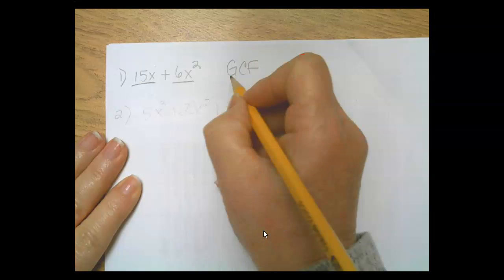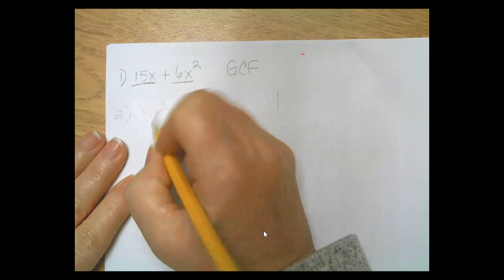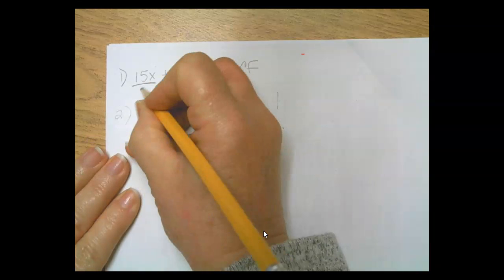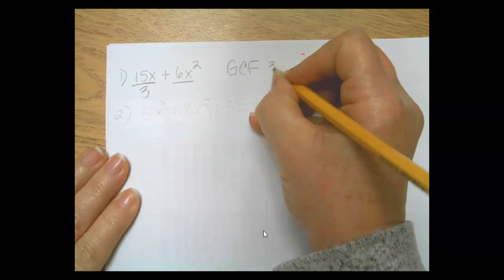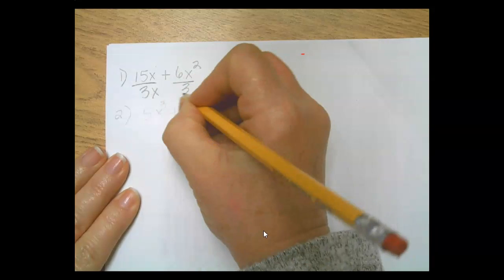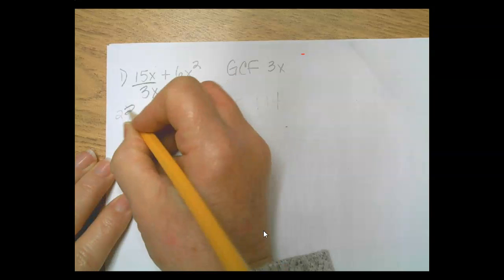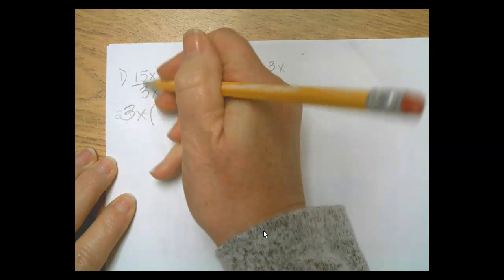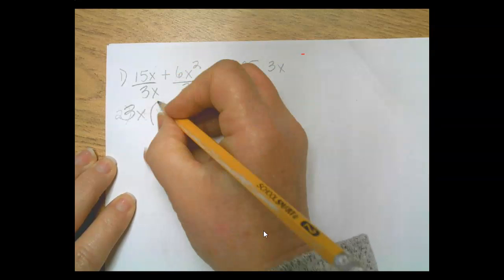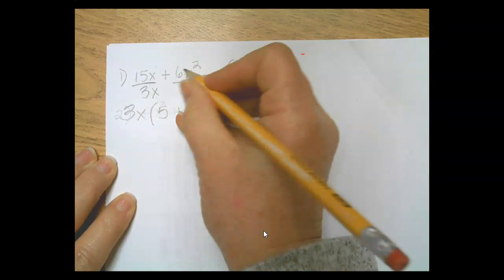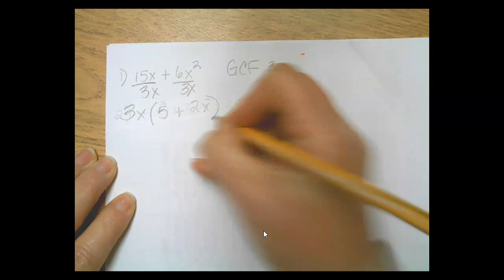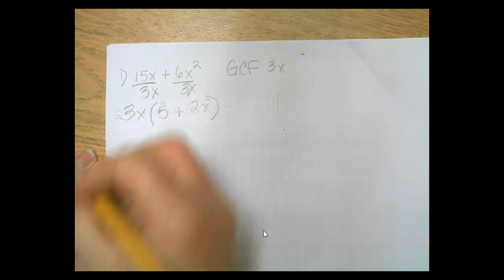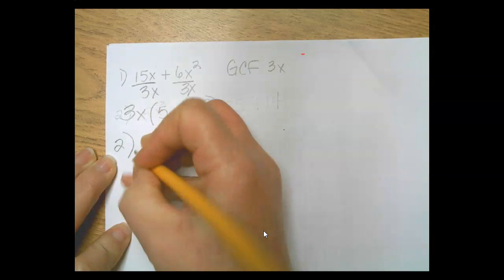My greatest common factor, what goes into both of these, I would say a 3. How about a variable? X. So I'm going to take 3x out of both of those. When you take it out, that means literally outside of the parentheses. Simplify these two. That becomes a 5 plus 2x. Voila, done.